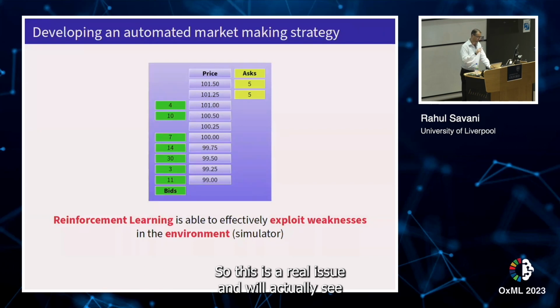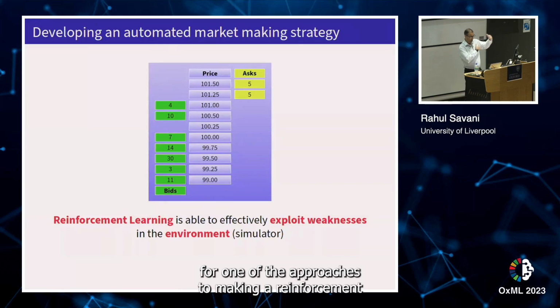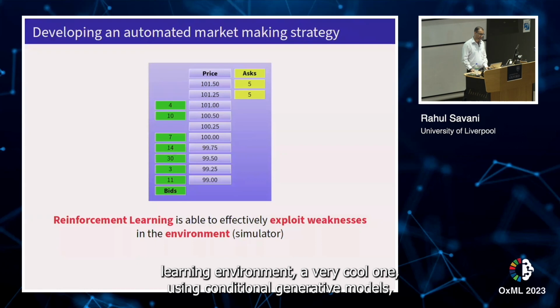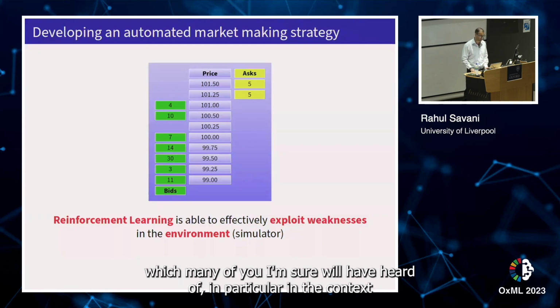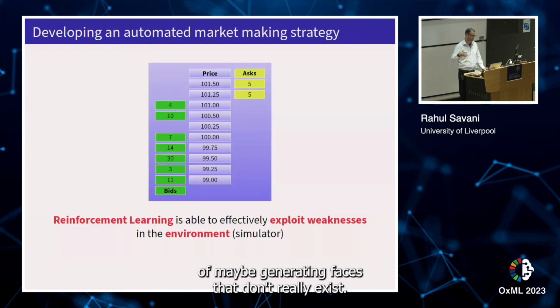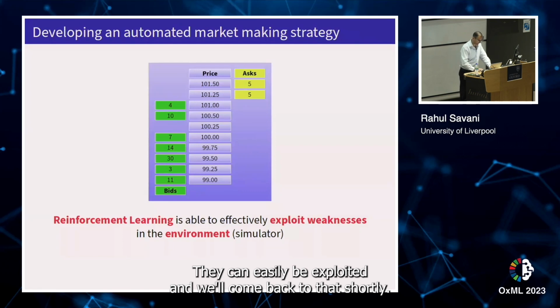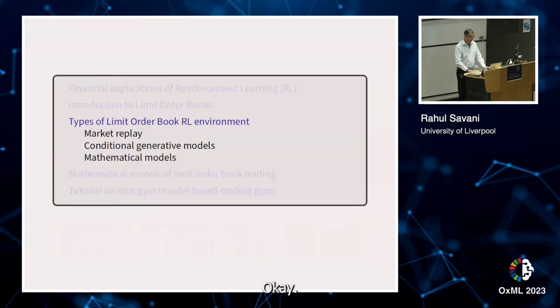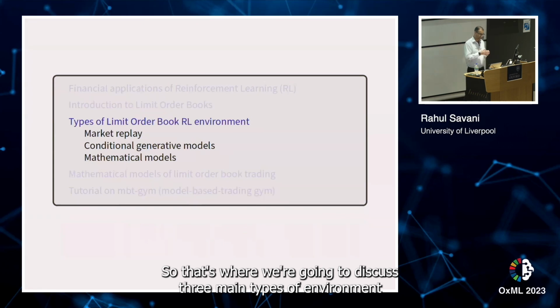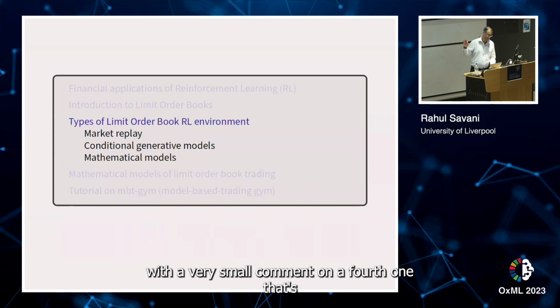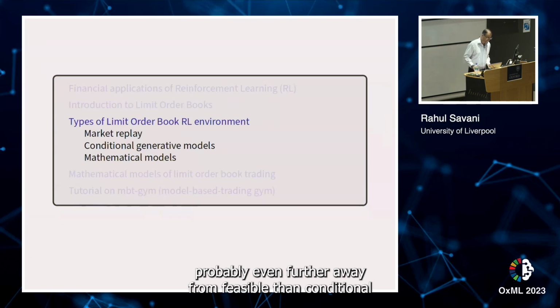So this is a real issue, and we'll actually see for one of the approaches to making a reinforcement learning environment, a very cool one, using conditional generative models, which many of you I'm sure will have heard of, in particular in the context of maybe generating faces that don't really exist. That's one of the current problems with those approaches. They're not yet robust. They can easily be exploited, and we'll come back to that shortly. Okay, so that's where we're at. We're going to discuss 3 main types of environment with a very small comment on a 4th one that's probably even further away from feasible than conditional generative models.